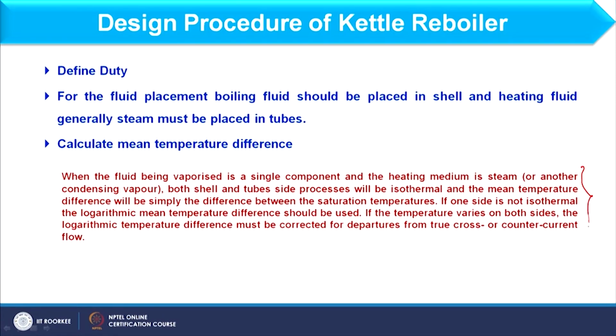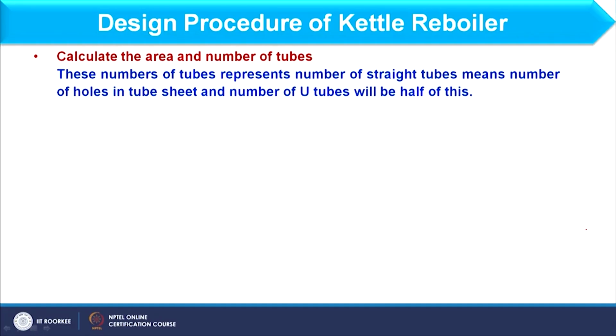If you see this text, it is basically explaining the same thing which I have already explained, and after that we need to assume overall heat transfer coefficient value. Now, once I am having the heat duty, U value and mean temperature difference, I have to find out area and number of tubes. Simple, if you remember, kettle reboiler includes straight tubes or U tubes, so we have to find out number of tubes accordingly. As far as area is concerned, you can find it using the usual expression of heat transfer, A is equal to Q by U delta T mean.